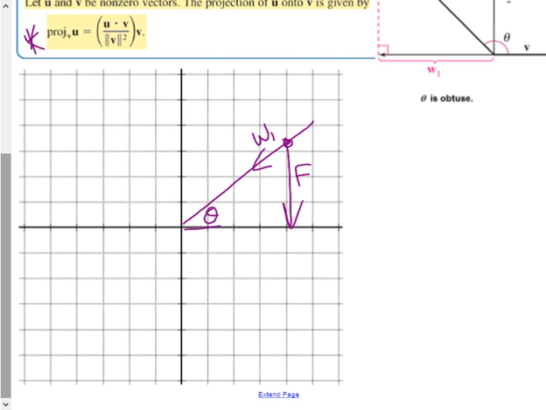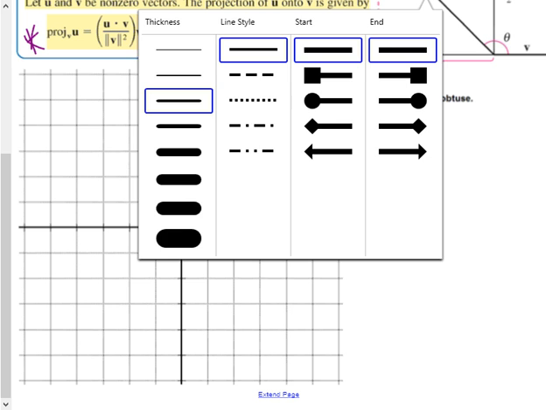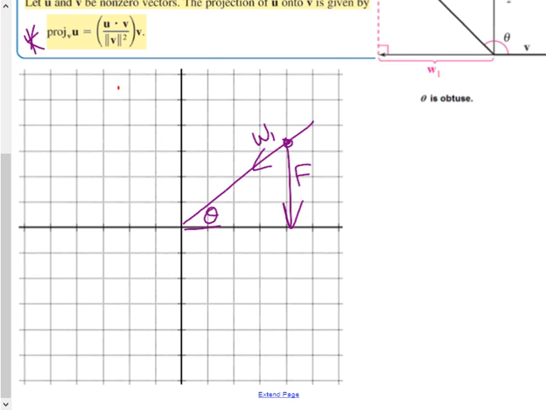We'll have a force based on the weight of the unit. And then W2 is going to be this vector here from the end of W1 to where F is. And that's what we're going to be solving for, a combination of those.